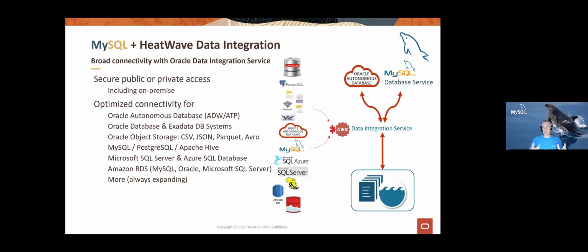So all of these can be sources to be integrated in the MySQL database service, as well as files like CSV files, JSON files, Parquet, and more. So we plug in the rest of the Oracle Cloud. You can make a really nice architecture design that is very inclusive of various types of data and various types of databases, and use that with MySQL and with Heatwave.